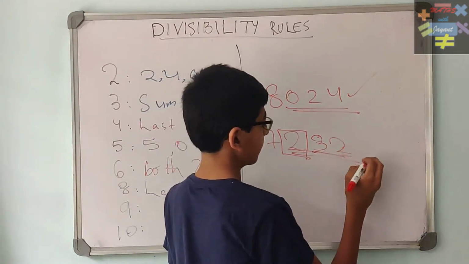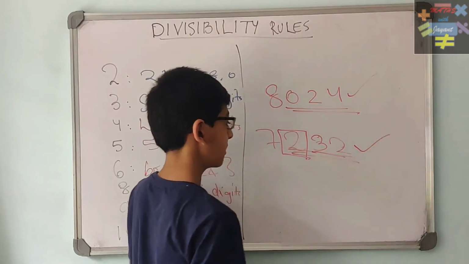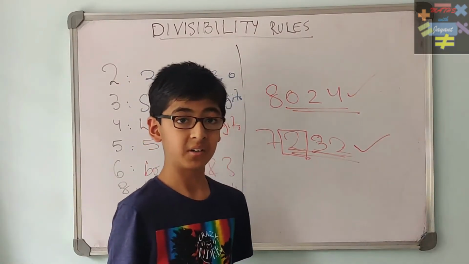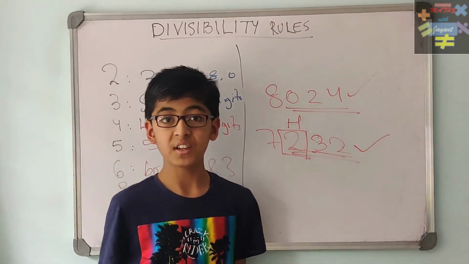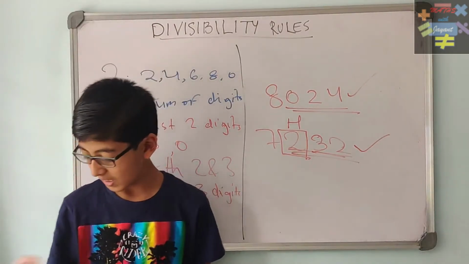So 32 is perfectly divisible by 8. So 7232 will be perfectly divisible by 8. But this works only if the hundredth digit place is even. So this is the divisibility rule for 8.